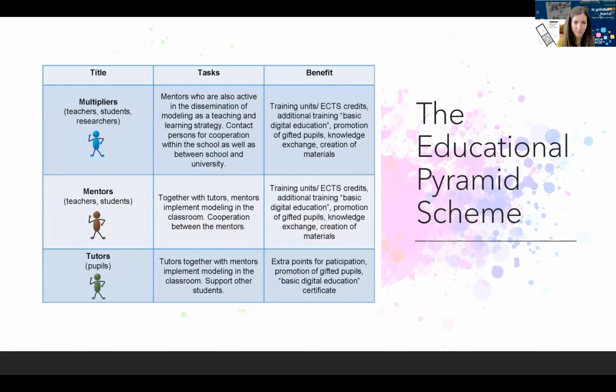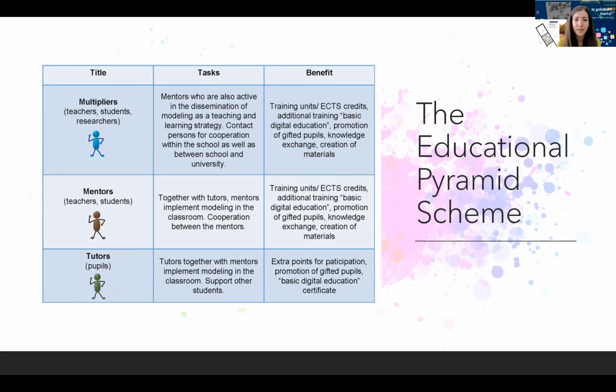In the pyramid scheme, we have different levels. We have multipliers, which can be teachers, students, researchers. Then we have mentors, which most of the time are teachers or students who are currently doing their internship at school. And then in the third level, we have the pupils. The multipliers are the link between the training institution, the university, and the school. They bring this innovation into the school, they spread the information, they promote it, and try to gain as many mentors and tutors as possible to take part in the training.